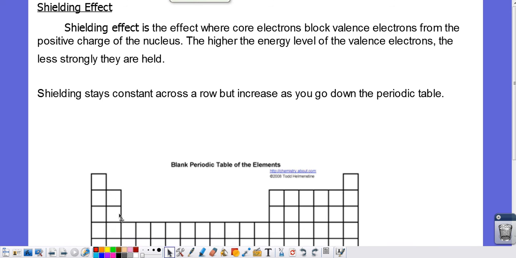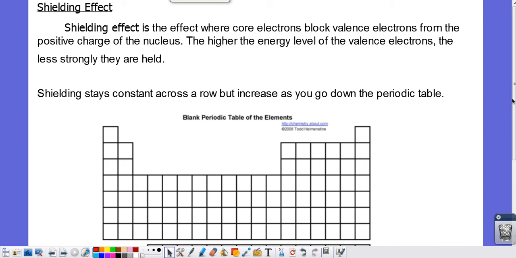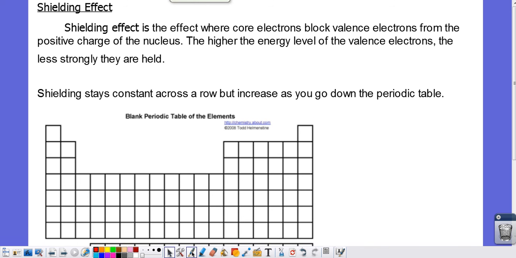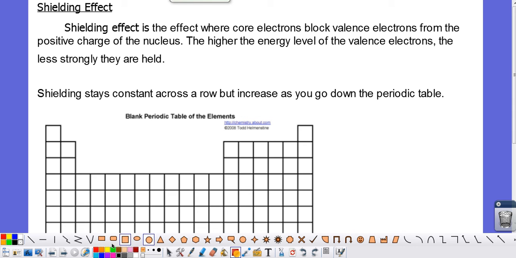Shielding effect. What the heck is shielding effect? So let's draw. Oh wait, I can use circles. First, we got the nucleus. Let me pause this. I'll draw quick. All right. So this is the nucleus, and this is our first energy level of electrons. And then this is our second energy level of electrons.